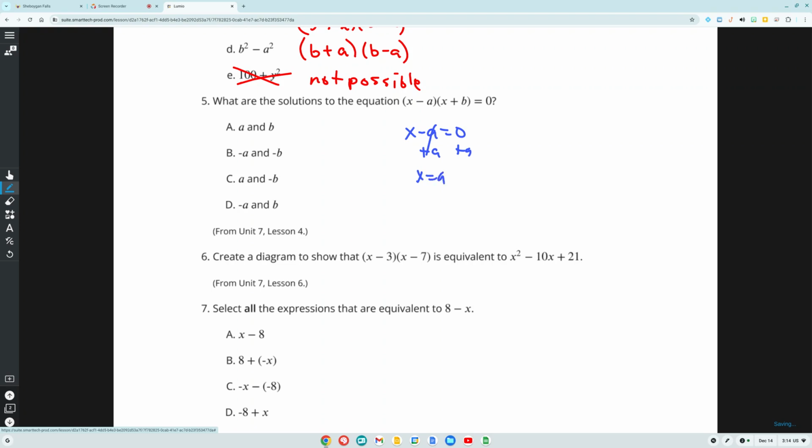There's my one solution. Or I know that x plus b would have to be equal to 0. If I subtract b from both sides, I get x is equal to negative b. So my two solutions are x is equal to a and x is equal to negative b. So a and negative b, that is option C.